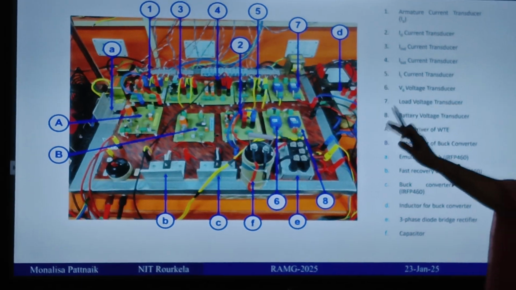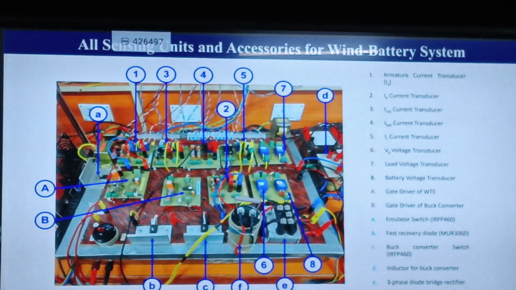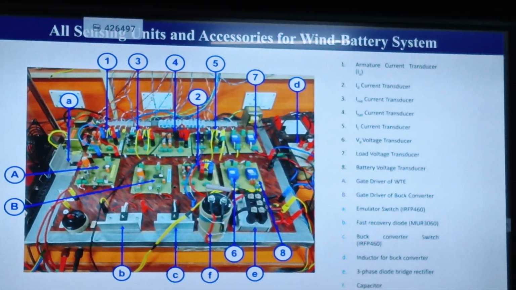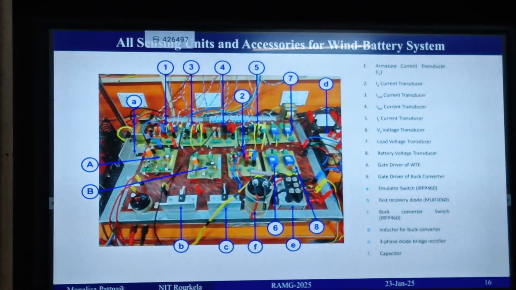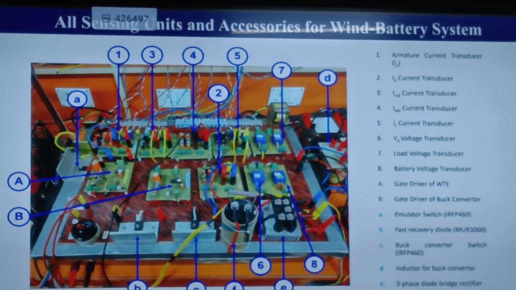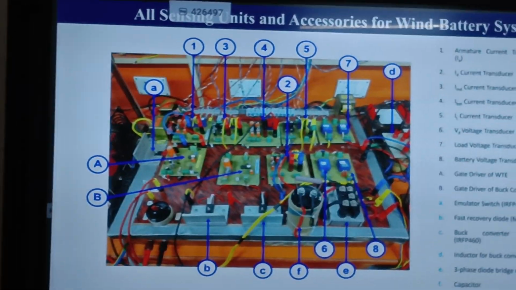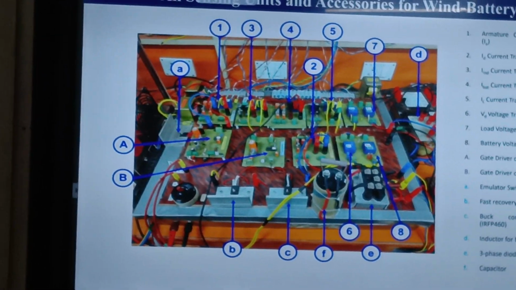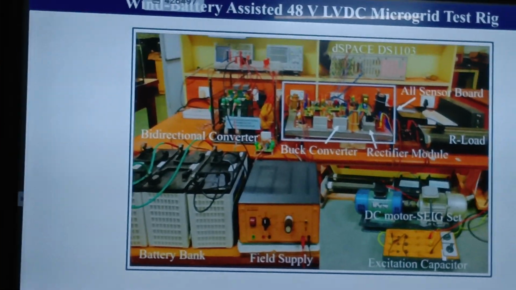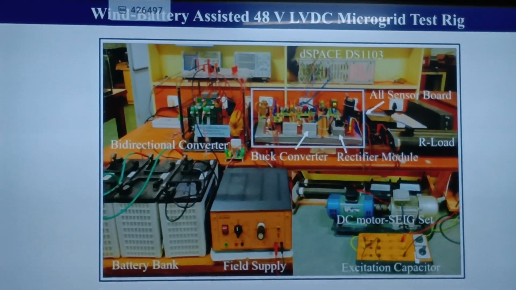Okay, so this individual unit is prepared, individually tested, then we'll go for the controller implementation. First you need to test it in open loop, whether each converter is operating or not. Then we will go for closed loop operation.